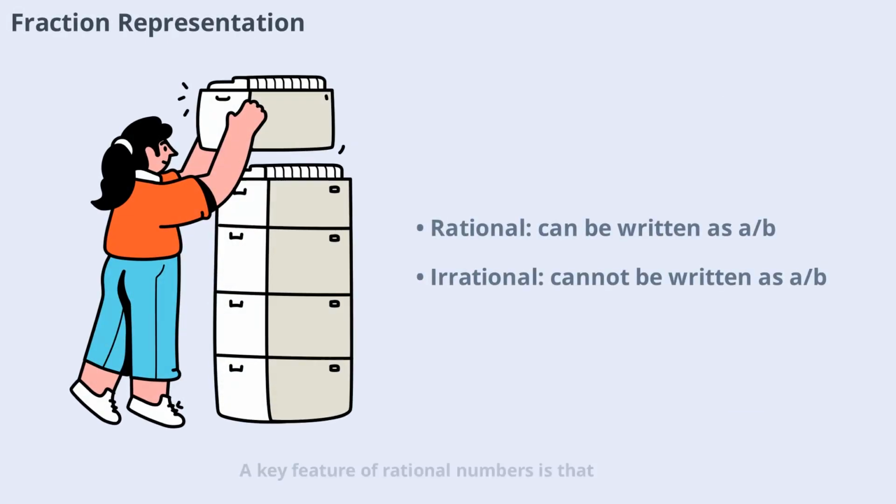A key feature of rational numbers is that they can always be written as a fraction, like 7/8 or -2/5. This is not possible for irrational numbers. No matter how hard you try, you can't write pi or the square root of 2 as a fraction of two integers. This is what sets rational and irrational numbers apart.